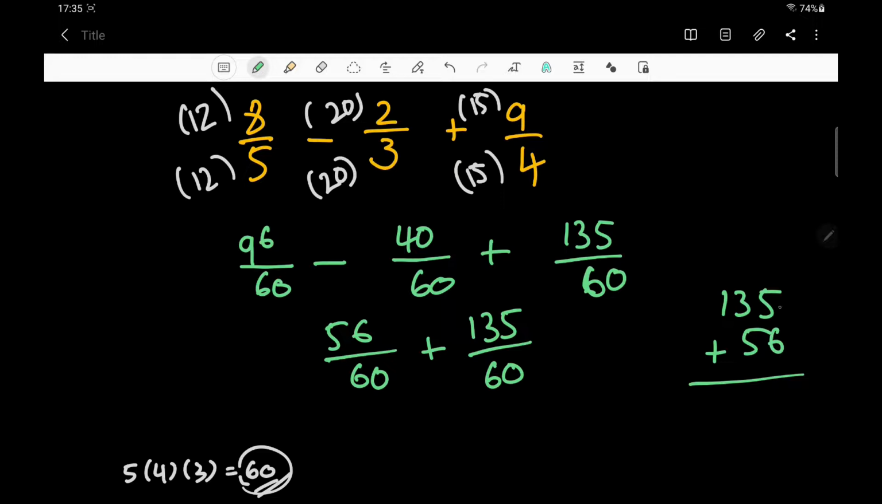So 5 plus 6 is 11, carry over 1. 1 plus 3 plus 5 is 9, and 1. So 191 over 60. So this is going to be our final answer. So our final answer is 191 divided by 60.